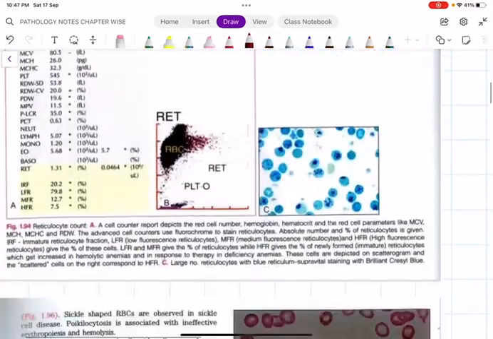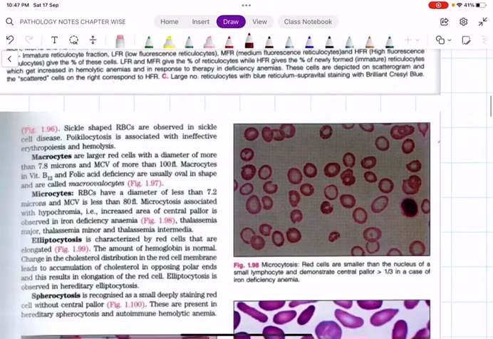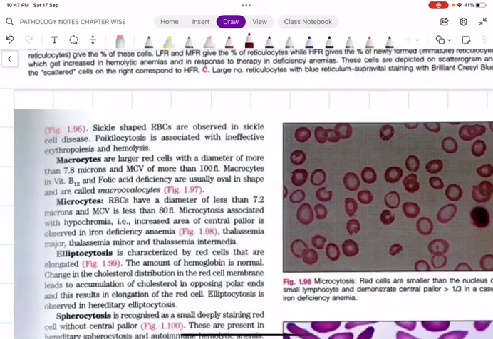Then we have what we call poikilocytosis. I told you, what is that? It is the different shape of the RBC. Now we are going to see what these shapes are one by one. First of all, remember the sickle-shaped RBC; as the name indicates, it is seen in sickle cell disease. So what does poikilocytosis indicate? It indicates that there is ineffective erythropoiesis and there is hemolysis. So poikilocytosis is also a feature of hemolytic anemia.